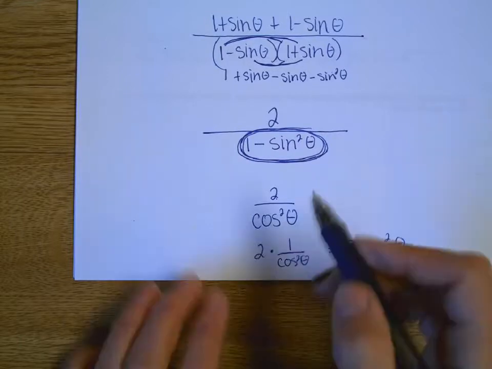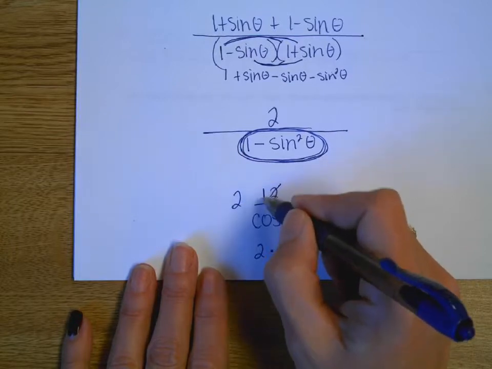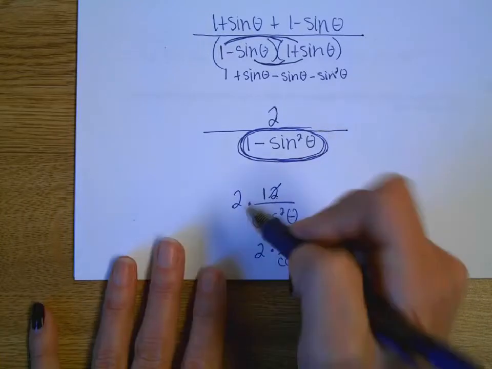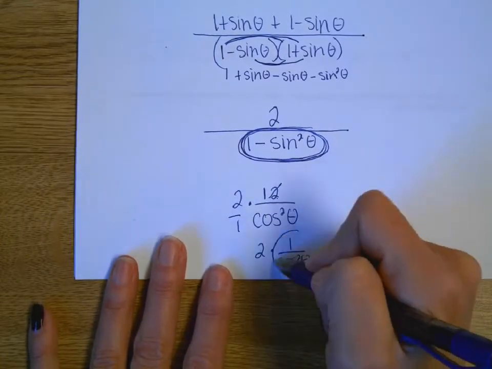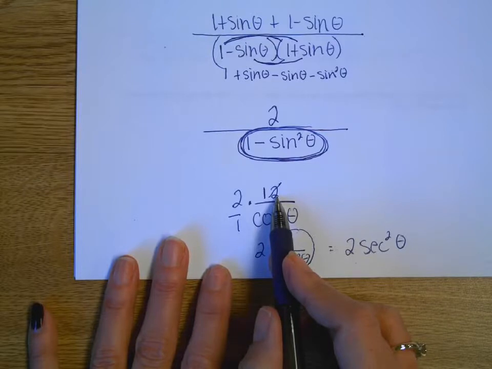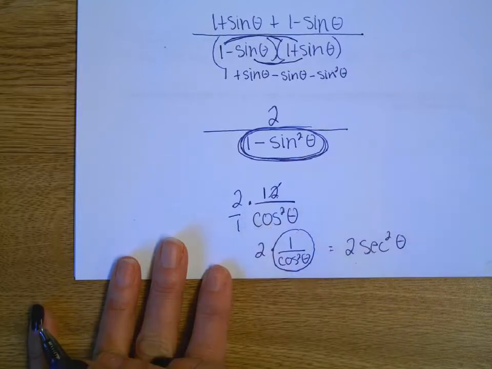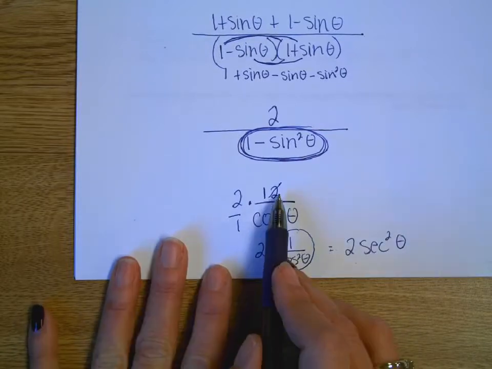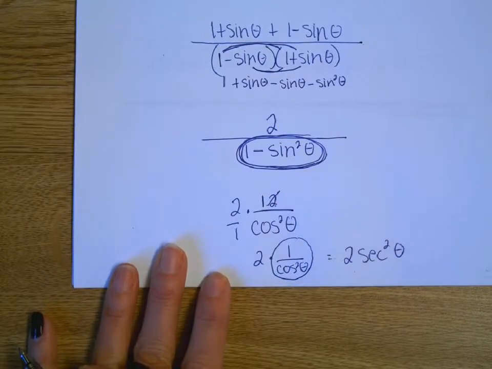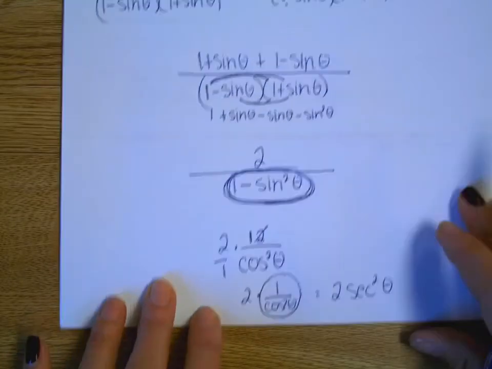Because the 2 is on the top, I'm just going to pull it off, multiplying. And when I do that, I leave a 1 in its place. It's the same thing as I had, just kind of separated out: 2 over 1 times 1 over cosine squared. So you could see the 1 over cosine squared. Because there's a 2 there in the problem, I can't throw it away. You've got to carry it along. It doesn't disappear. See, when I took the 2 off of the numerator, there's a 1 left in its place.